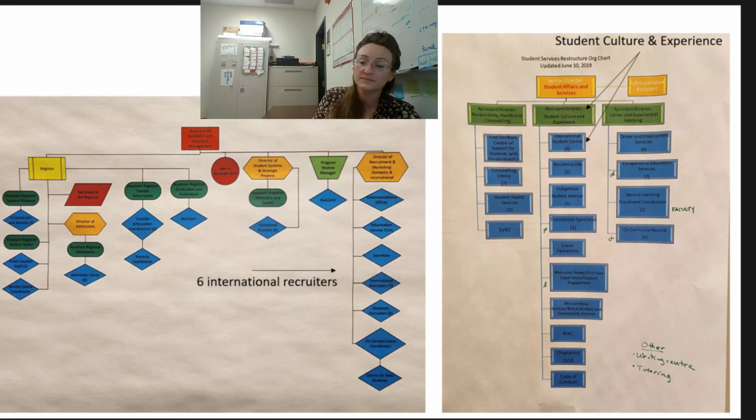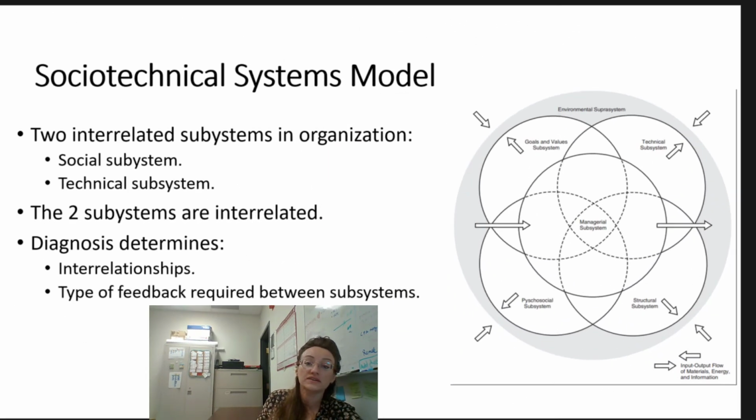In Chapter 2, you learned about the sociotechnical systems model. You learned that there were 5 subsystems in an organization, and that the managerial subsystem had the role of coordinating all the other subsystems towards achieving organizational goals. Now, in Chapter 5, they're saying that there's only 2 subsystems. What just happened? Well, they've taken 3 subsystems, the managerial subsystem, the psychosocial subsystem, and the structural subsystem, and said, that's all social stuff. It's about hierarchy and cliques and written and unwritten behavior codes. So they're lumping those together into the social subsystem.